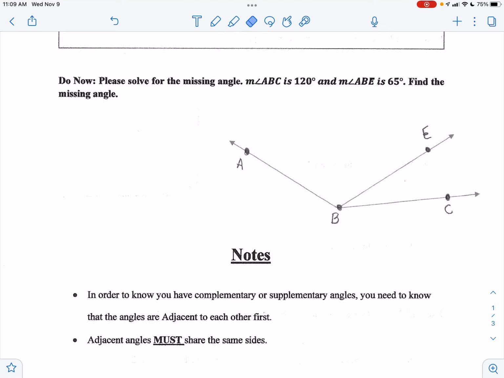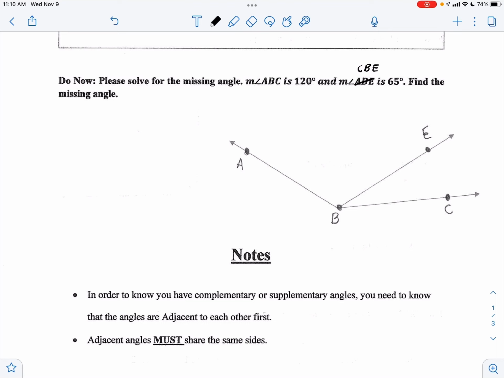On your worksheet, you have a do now question. First, I want you to look at this do now. I'll make this correction. It says, please solve for the missing angle. Measurement angle ABC is 120 degrees and measurement angle ABE is 65 degrees. Change this measurement angle ABE to angle CBE. All right, angle CBE or EBC.